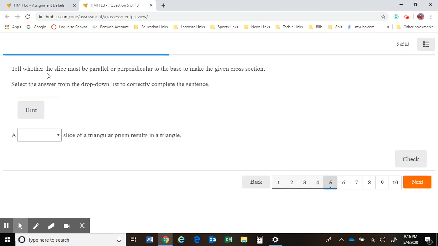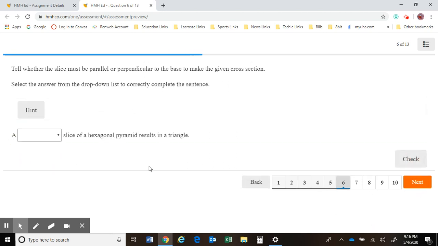Tell whether the slice must be parallel or perpendicular to the base to make the given cross section. Select the answer again. All right, a blank slice of a triangular prism results in a triangle. So again, same thing. If I have a triangle and I want another triangle, I better slice it parallel.